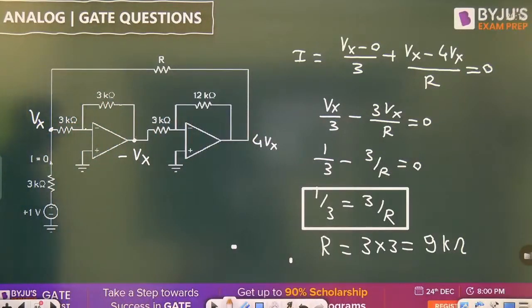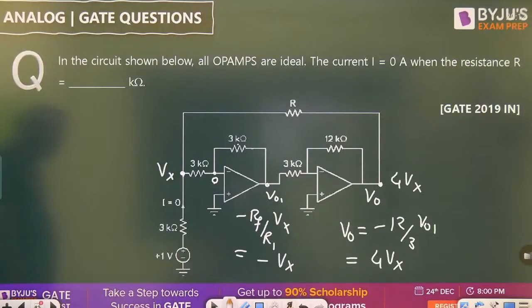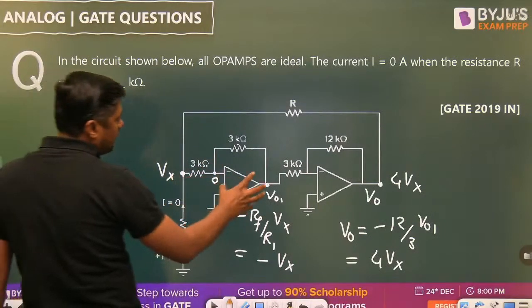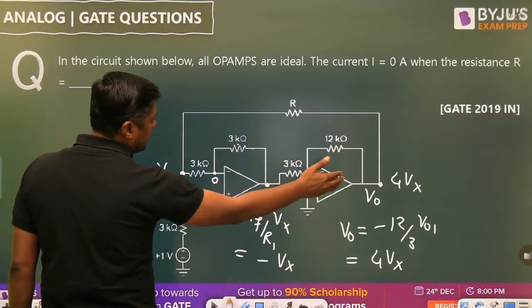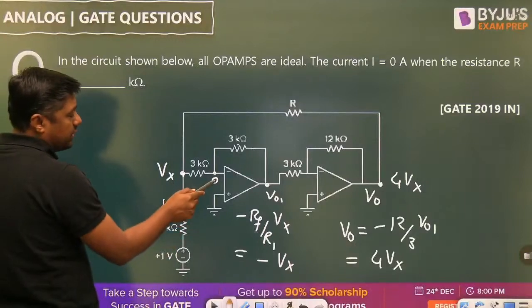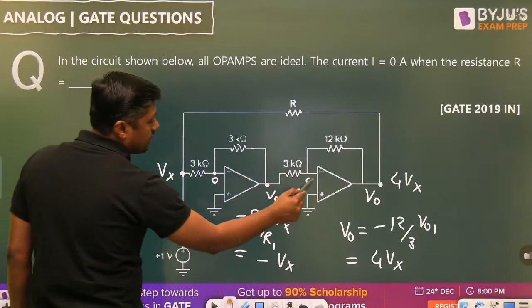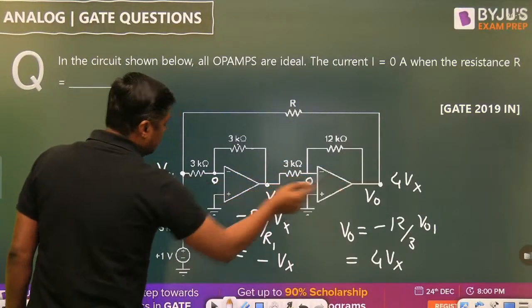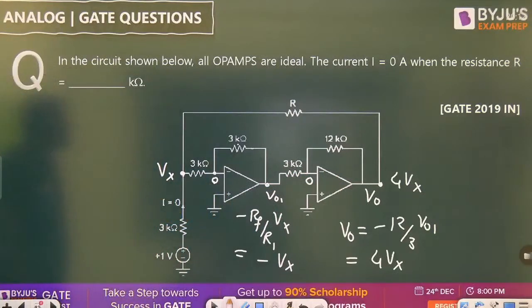So 9 kilo ohm is the answer for this question. To apply the non-inverting operational amplifier, inverting op-amp directly, or you can apply the KCL at this point or KCL at this point. Then you can find the voltage at this point, and once you get that, it is an easy method.